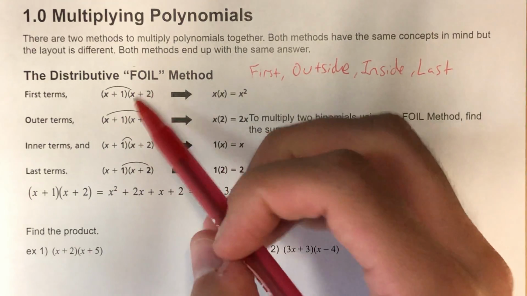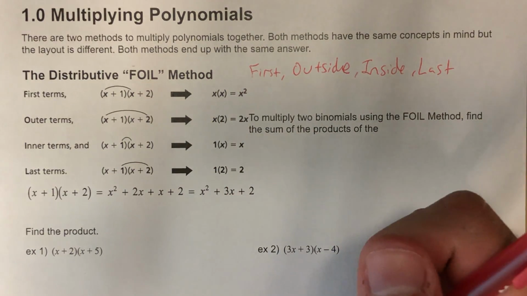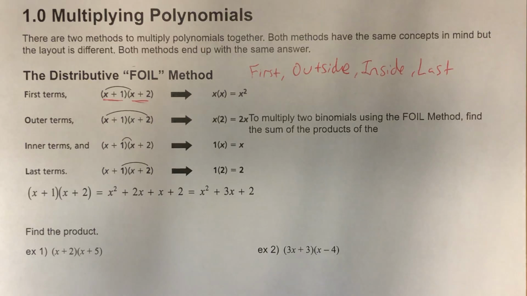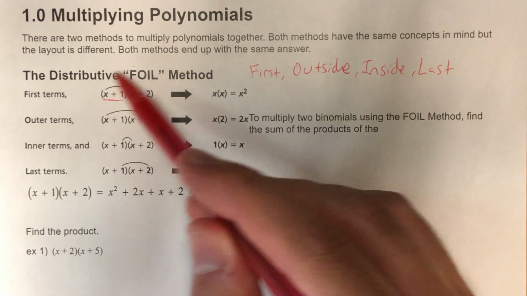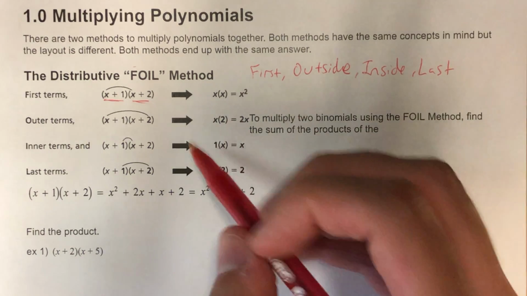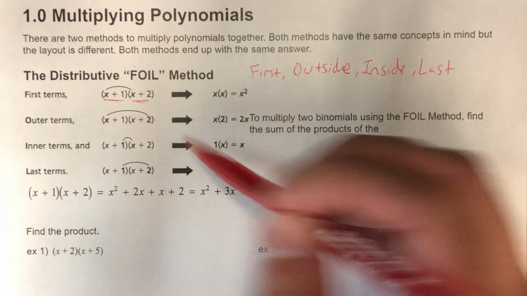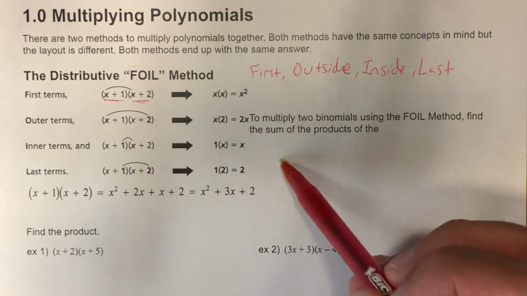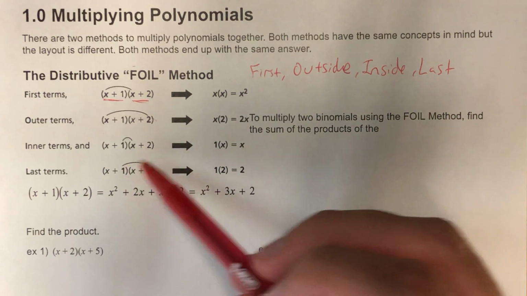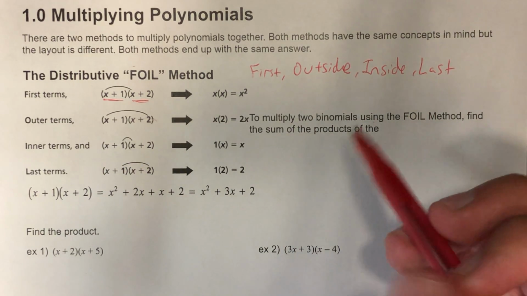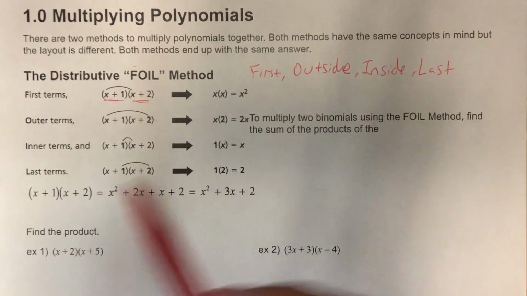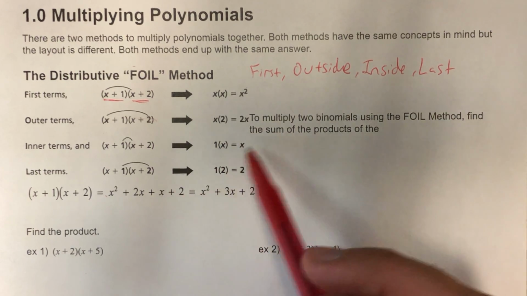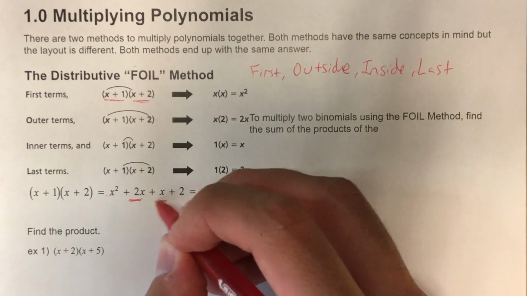And as we're using the FOIL method, you've got an example here that shows you how to use it. If you have two binomials, x plus 1 and x plus 2, you multiply the two first terms together, so x times x gives you x squared. Then you multiply the outside terms, x times 2 is 2x. Then we multiply our inside terms, so in this case 1 and x is x. And then our last terms, 1 and 2. 1 times 2 is 2. From there, you just add all these up. So we have x squared plus 2x plus x plus 2. And then it's just a matter of combining like terms.